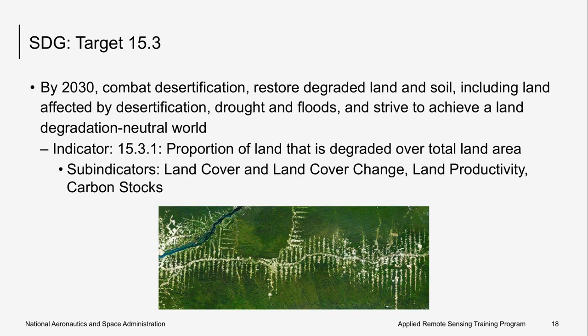And there are 3 sub-indicators: land cover and land cover change, land productivity, and carbon stocks above and below ground. The most common method involves the use of site-based data to assess the accuracy of the sub-indicators that may be derived from Earth observation and geospatial information.